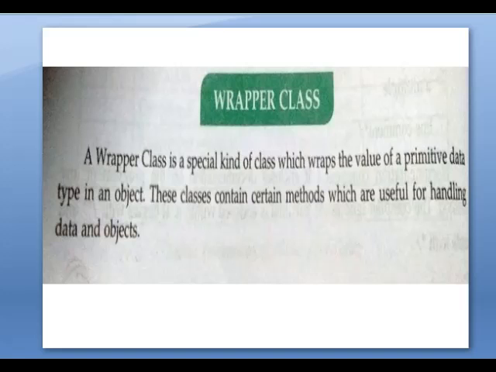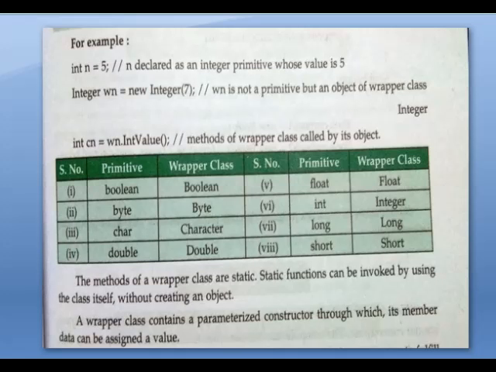Okay, so the primitive types are written like this: boolean, with B as a small letter and all the other letters also small. But in the wrapper class, B is capital and all the others remain as they are. That is, boolean means Boolean, byte means Byte, char means Character, and double means Double. So in primitive data types we use the first letter as a small letter, and in wrapper classes it will be a capital letter.